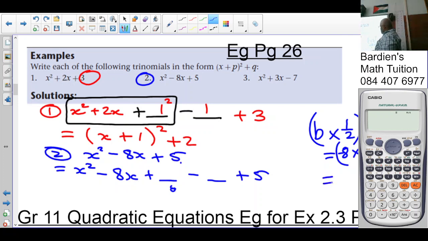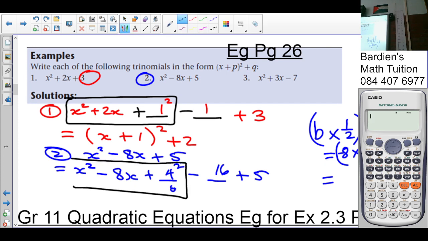So it's going to be negative 8 times a half, which is negative 4. Negative 4 squared? 16. So it's going to be 4 squared, and 16. So what is this to us again? It's a perfect square trinomial. You understand?